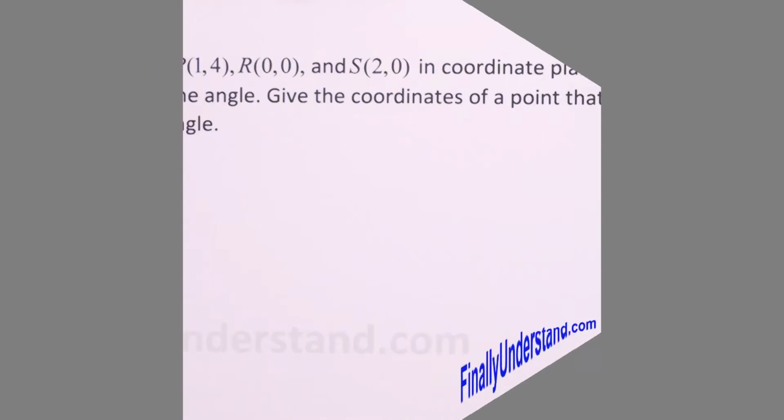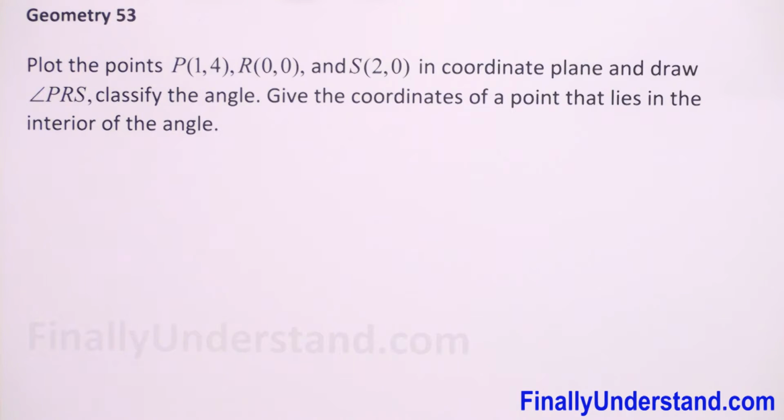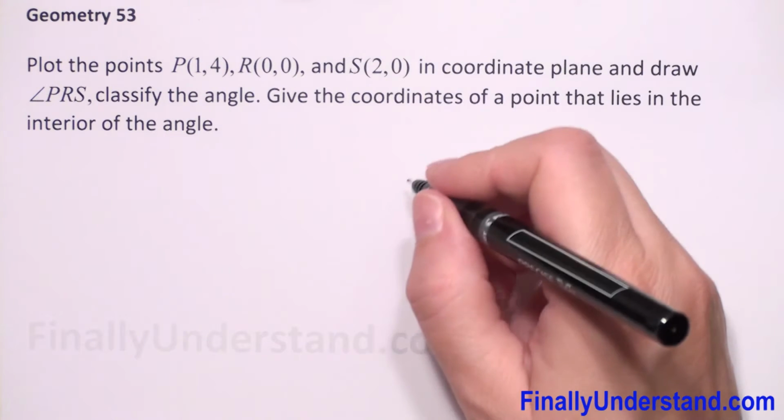We have to plot the points P, R, and S in the coordinate plane and draw angle PRS. Next, we have to classify the angle. And we have to give an example of a point that lies in the interior of the angle. So let's first draw the XY plane.